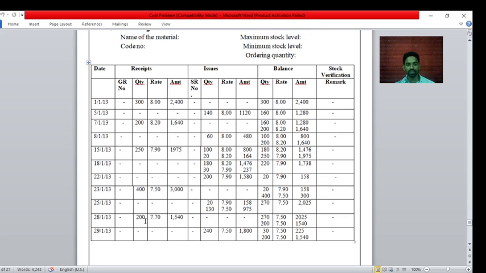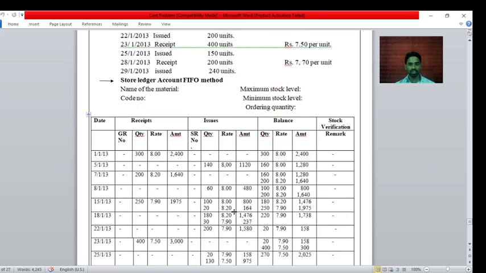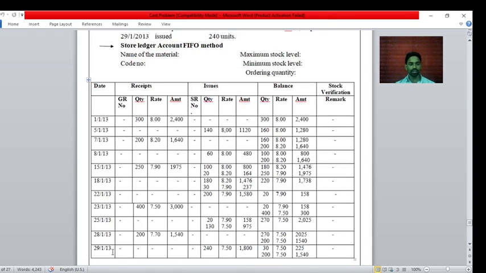Okay, again we have to maintain the records. On the earlier date there were 270 quantities at the rate of 7.50, the amount will be 2025. On this date we purchased again, so maintain 200 at the rate of 7.70, amount 1540. Okay, and the next day, 29th January 2013, again issued 240 units. But the earlier stock was 270. Out of this 270 we issued 240 units at the rate of 7.50. Total will be 1800.